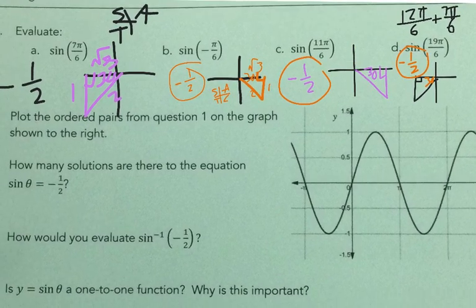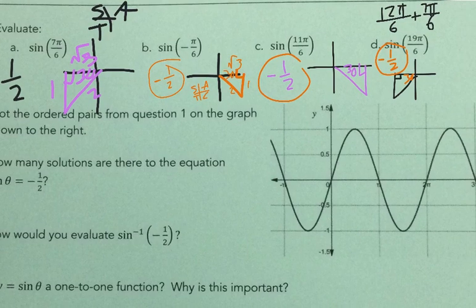Now what it wants me to do: plot the ordered pairs from question 1 on the graph shown to the right. Okay, so the first one was at 7 pi over 6. So that's a little bit more than pi, right? And we got negative 1/2 as the y value. So a little more than pi down to negative 1/2. So this would be the first point. I should have used different colors.